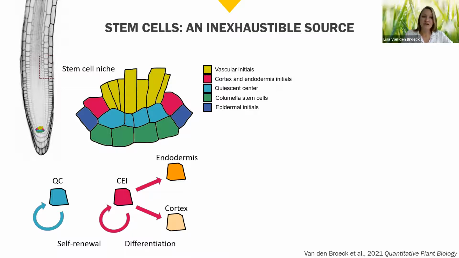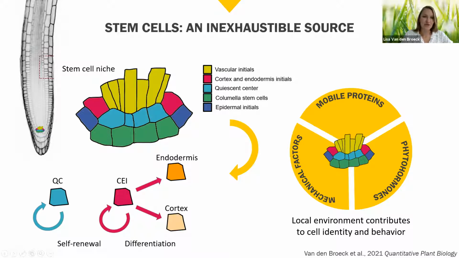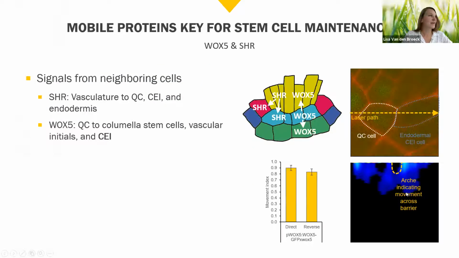The specific organization of the root stem cell niche, so the position of the cells and their cell identity, is influenced by the local environment that includes these mobile proteins and peptides, phytohormones, and all kinds of other signalings coming from neighboring cells, including mechanical factors. So two of these proteins that we know that regulate stem cell maintenance are WOX5 and shortroot. They are both mobile factors, so they can move from one cell to another.